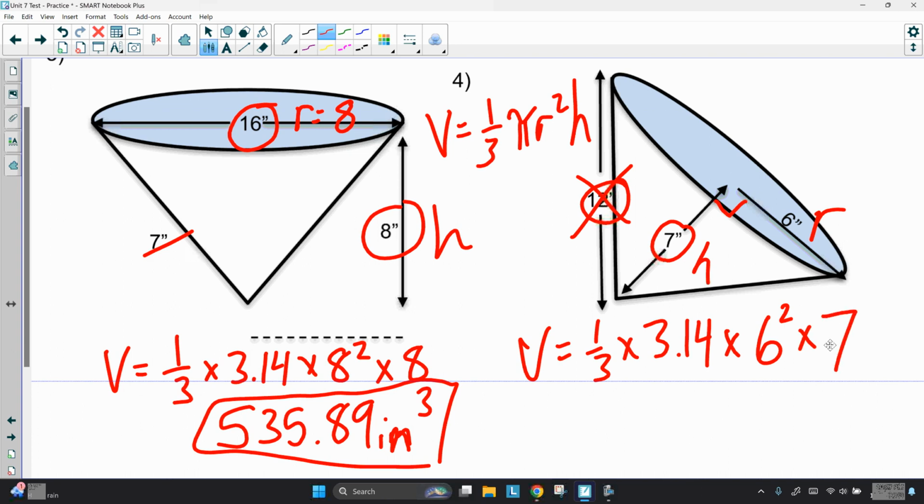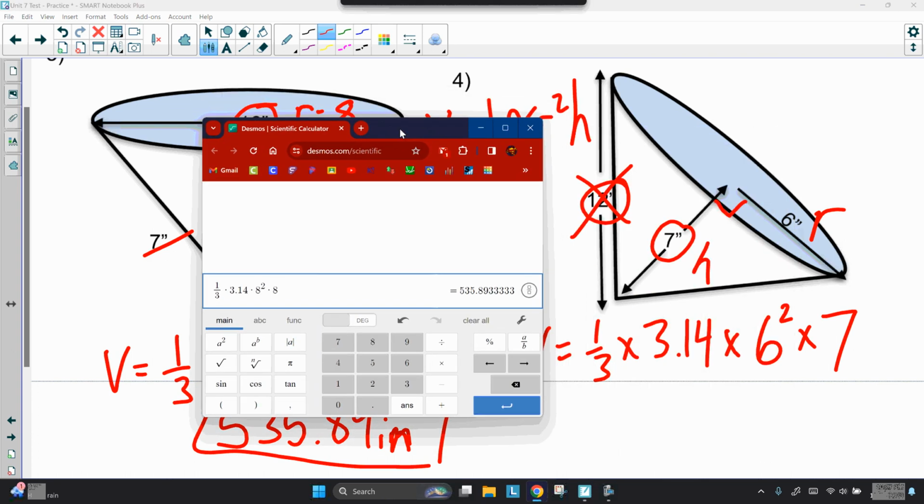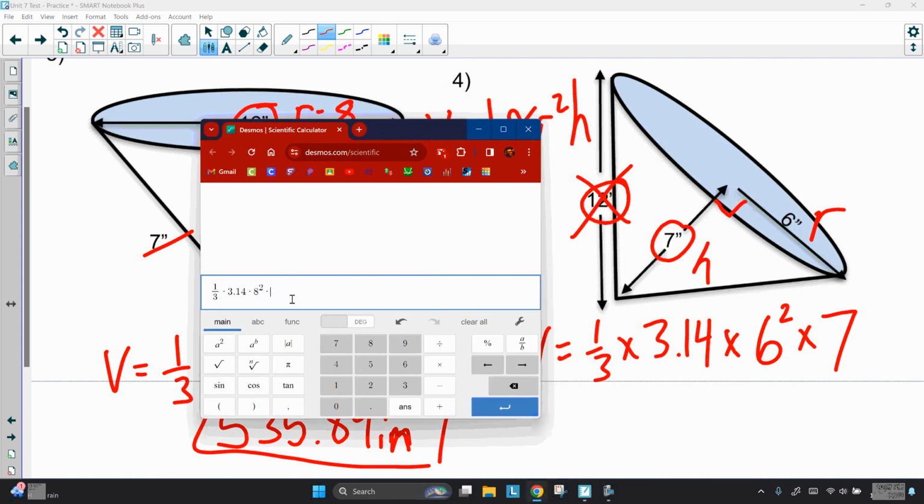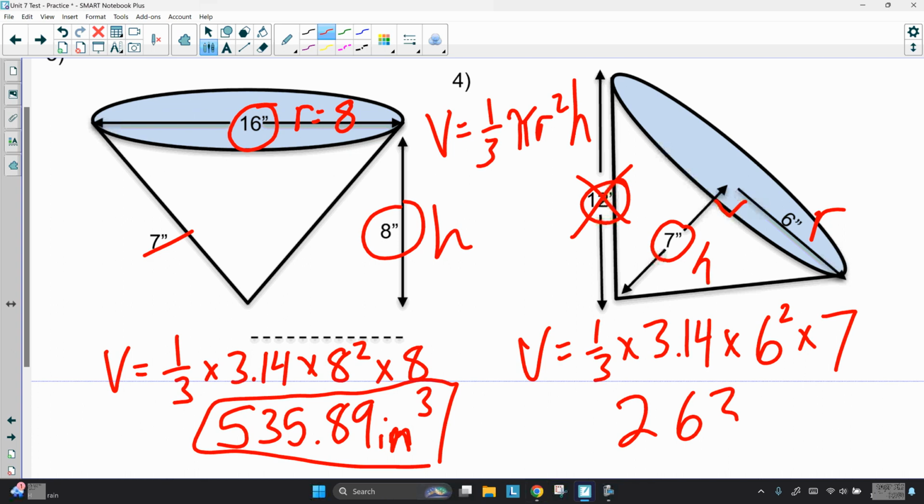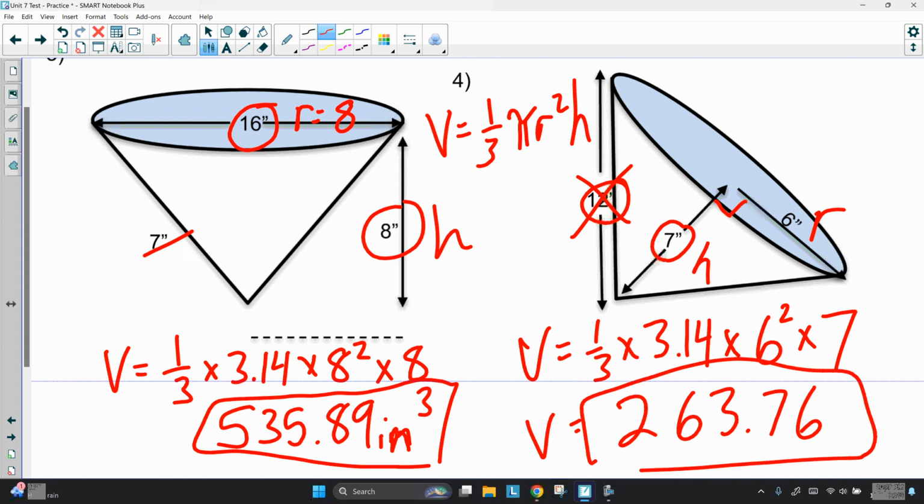Pull up Desmos one more time. Move it out of the way for you. And again, we can keep all that, and that's going to stay the same. So we'll start here. Radius 6 squared times 7. 263.76. Easy peasy. Well, especially if I can remember to put the units. There we go. Alright, cones are out of the way.